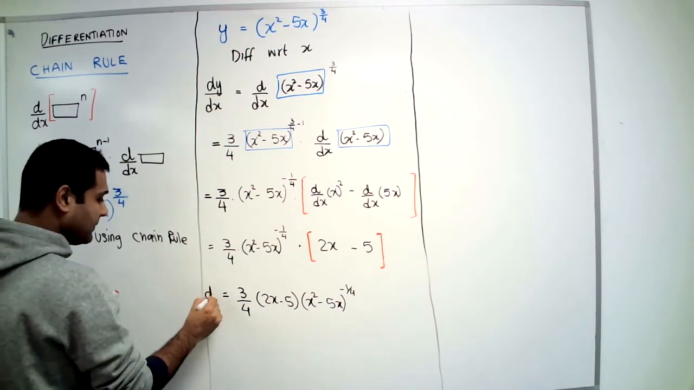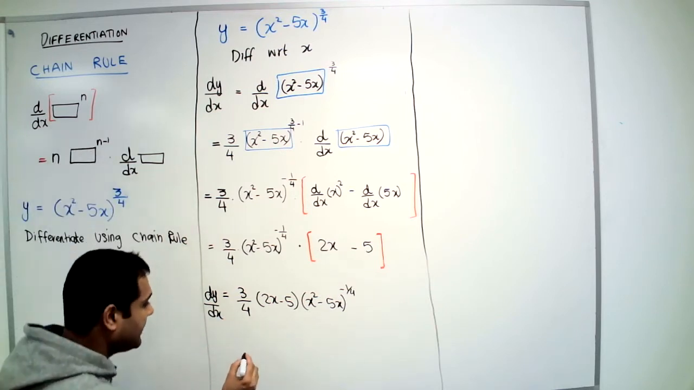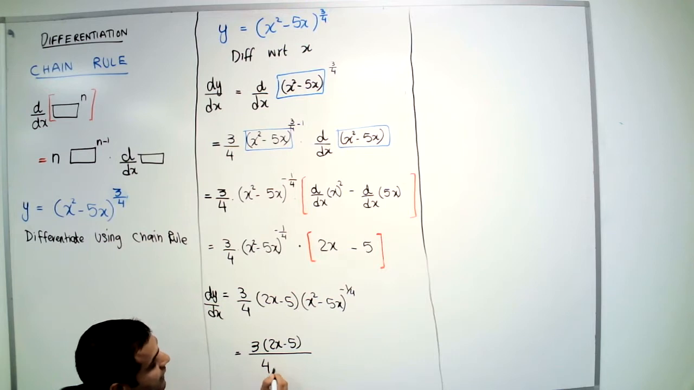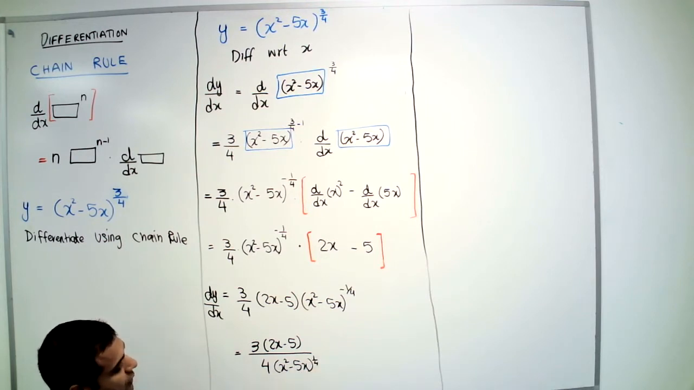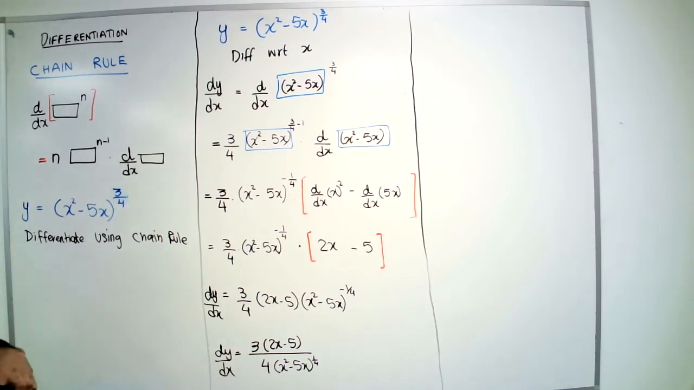Or if you want, there's another way of writing it. It's this. 3 bracket 2x minus 5 over 4. There's a minus 1/4. If you bring it down, that becomes a positive 1/4. So you can write that way as well. So there are multiple ways of writing this one down.